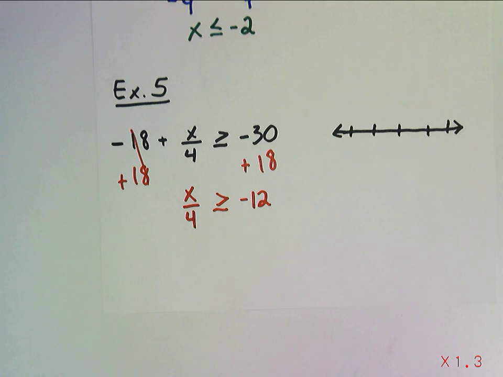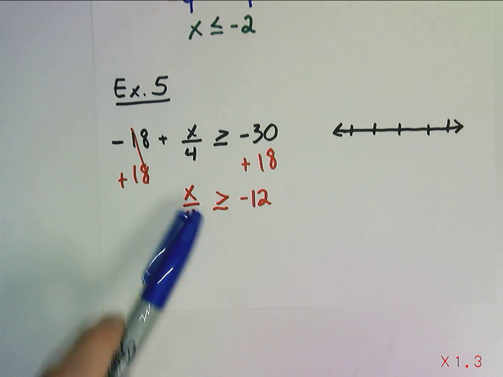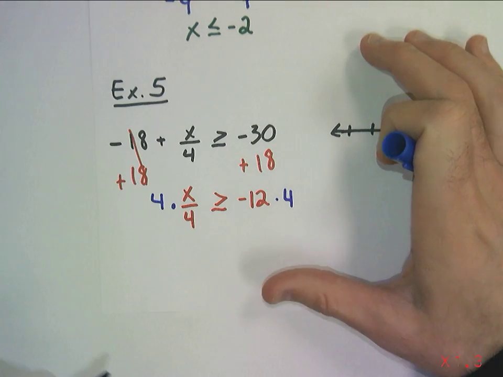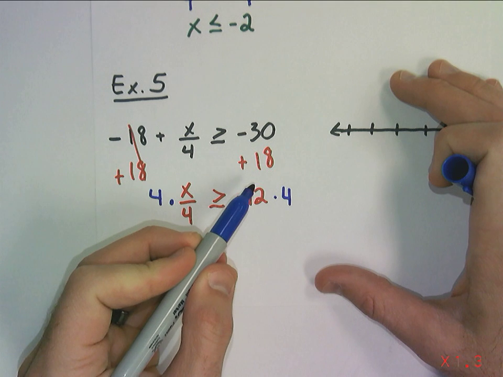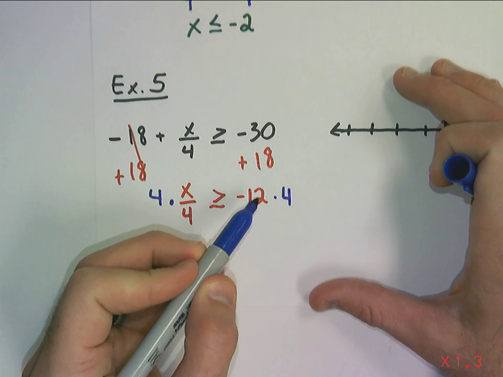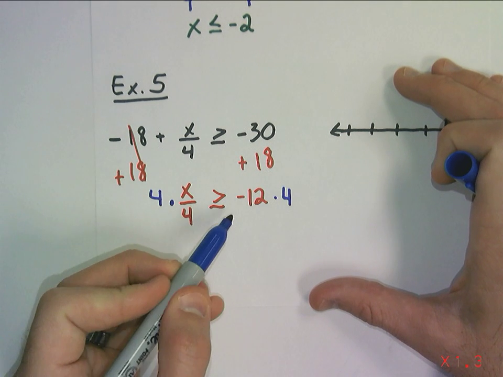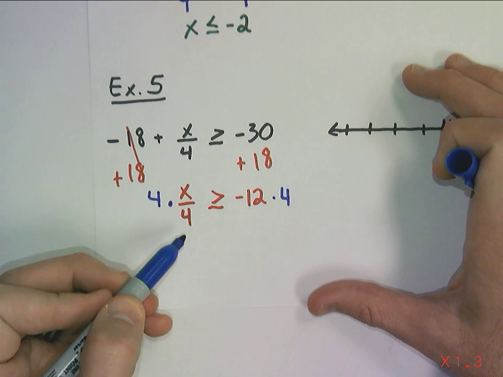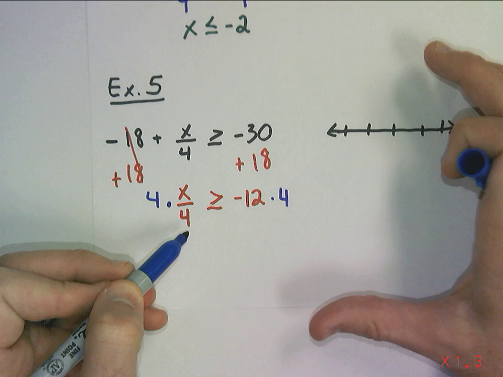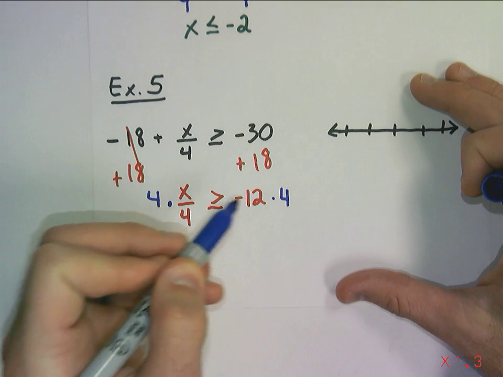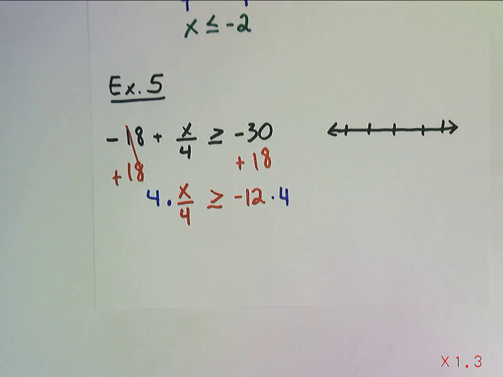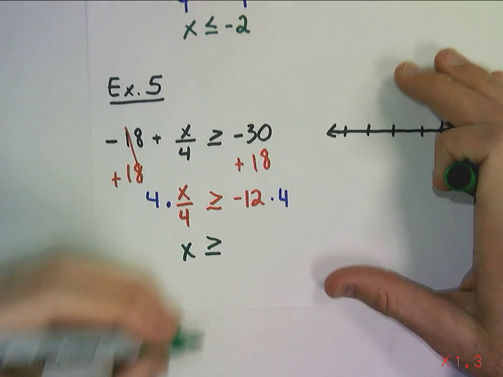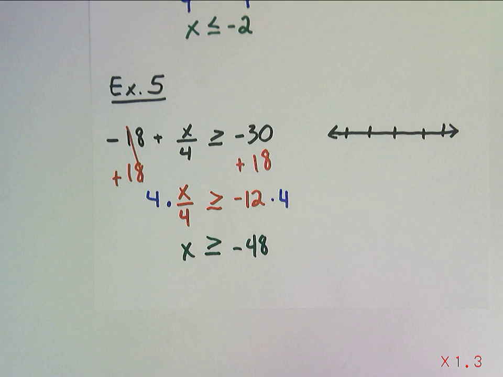So what I need to do then on both sides, since this is division, I need to multiply by a positive 4, multiply by 4. And remember, just because this 12 is negative, I don't have to flip this inequality. The only time I would flip this is if I was multiplying by a negative 4. So if the number that's with your variable is negative and you have to multiply or divide by that, then you need to flip it. But in this case, you don't. So I'd be left with x is greater than or equal to negative 48.